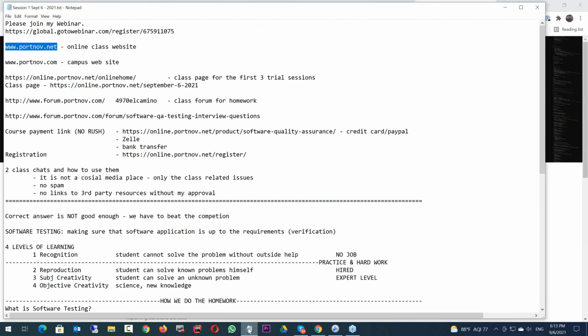Okay, we'll go back to my file. That is the online class website. Portnov.com, you might also go there, just to familiarize yourself with what's offered. They have many automation courses. They have many other technical courses. They have boot camps, and we might talk about the boot camp later on.